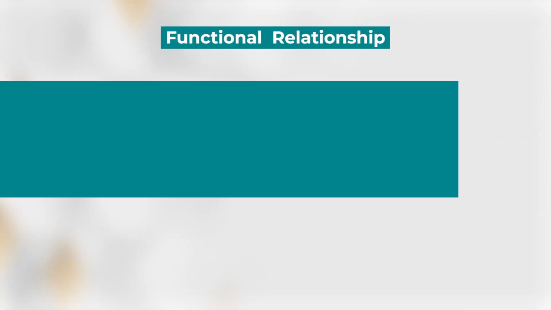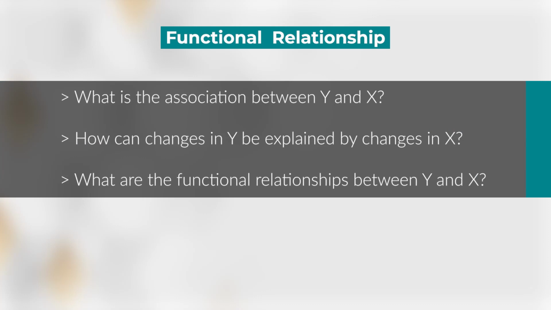This goes back to the notion of functional relationship. By functional relationship, as it is said in any regression exercise, the basic question is: what is the association between x and y? Then how the change in y can be explained by the change in x, and thereby what can be the other functional issues of x and y.